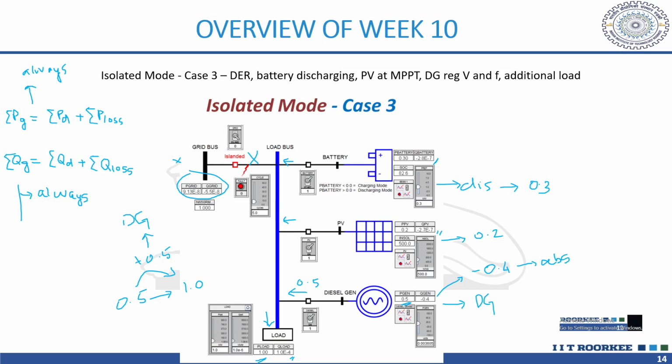Q will also be lost in the lines, right? You have line parameters R and X. So R will result in the P loss, and X component will result in the Q loss. So this equation should hold true, right?